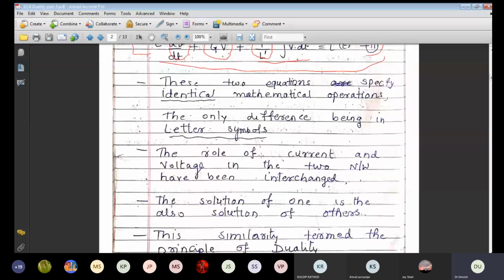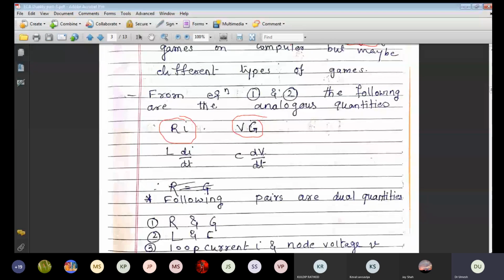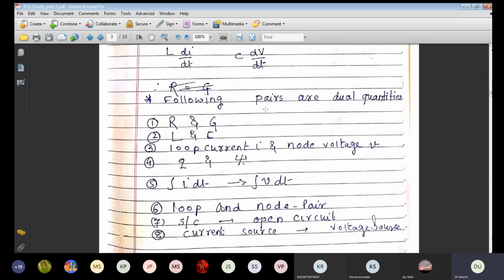If you replace these values, then these are known as analogous quantities. These all are analogous quantities. If we compare equations 1 and 2, this is replaced with this, L di by dt is replaced with C dv by dt. The following are the pairs of dual quantities. Suppose we want to create a dual network, then we have to use these pairs. So R is replaced by G or G is replaced by R, simple. Whatever the value, you have to put it as it is. Now L is replaced by C, C is replaced by L.